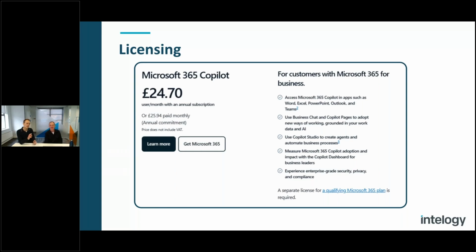So in terms of the costs of using Copilot, for the full range of functionality that we've shown today, that Microsoft 365 Copilot license would cost £24.70 per user per month. So there's no getting away from the fact that this is a costly add-on to what you're already paying. This is obviously on top of your existing Microsoft 365 licensing.